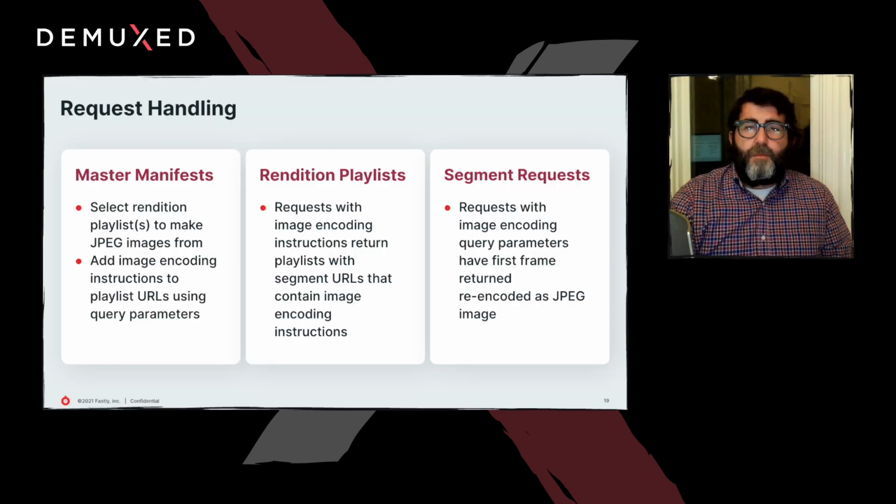This application is a little bit more involved than prefetch. In the master manifest, we need to find a rendition playlist for video frames to be converted to JPEGs. We then insert links to dynamically generated rendition playlists. When requests are made for the dynamically generated rendition playlist, they are returned with modified segment URLs that include JPEG encoding instructions. And lastly, we actually need to convert a video frame to a JPEG on the fly when a JPEG is requested by the media client.